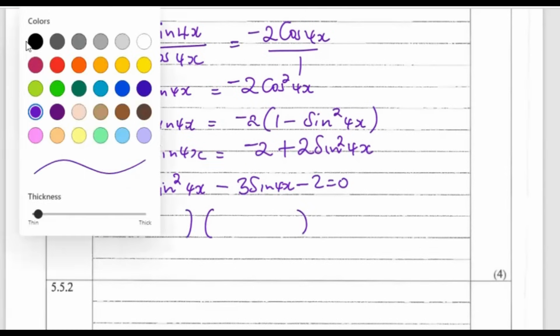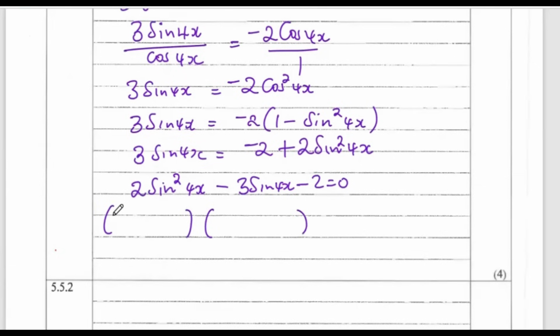Let me just change the color. Okay, there's a 2 there, so it means I'm going to have a 2 sine x and maybe a sine x there. Which numbers do I multiply to give me -2? It has to be a 2 and a 1. Okay, the signs: one must be positive, one must be negative. We make this a negative and a positive.